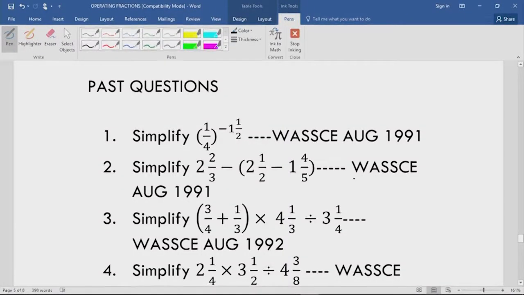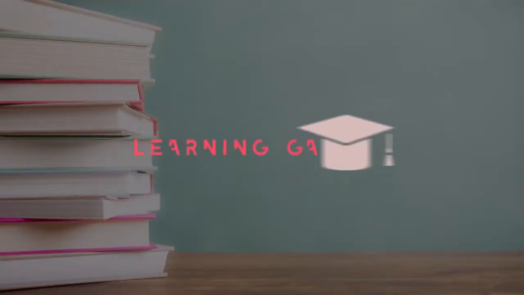A fraction that has a numerator which is less than the denominator, we term it a proper fraction.